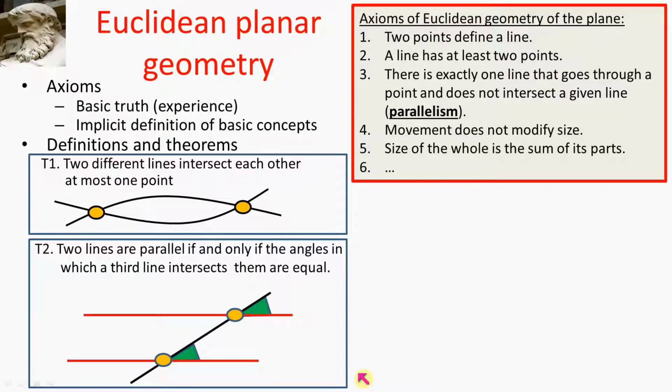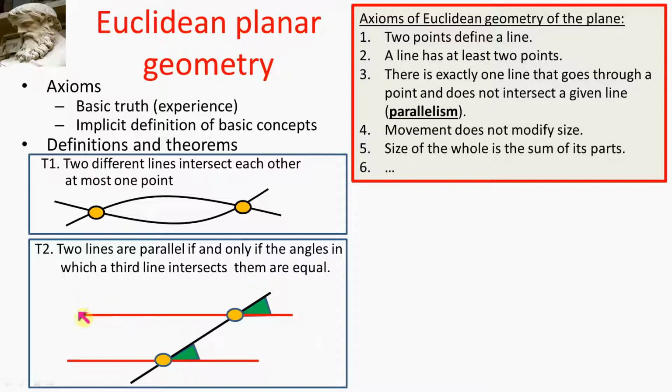Our second theorem is the following. If we have two lines drawn in red color in this image and a third line that intersects both lines, then these two original lines are parallel, which means non-intersecting if and only if these two green angles are equal. The proof is the following.